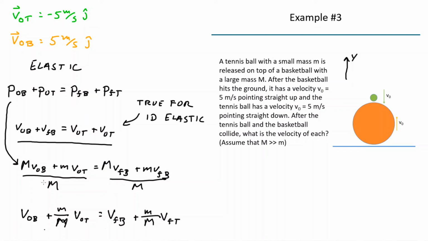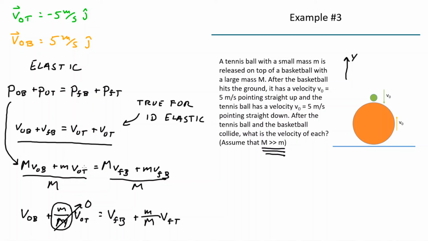Okay, well, here's the thing. I'm assuming that the basketball has a much bigger mass than the tennis ball. Big M is much, much greater than little m. If I make this assumption, then anytime I see this little m over big M quantity, I can assume that's very small. I can just set that to 0. I'm basically taking the limit as little m gets much smaller than big M, or you can think of this as the limit as big M goes to infinity.